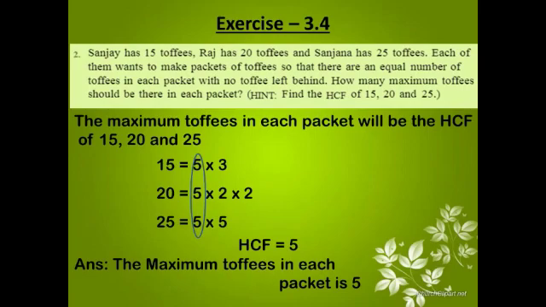First you will find the prime factors for 15, it is 5 into 3. Then the prime factors of 20, it is 5 into 2 into 2. Then the prime factors of 25, it is 5 into 5. Then circle the common factors. Then take down and write the HCF as 5. So the answer is the maximum toffees in each packet is 5.